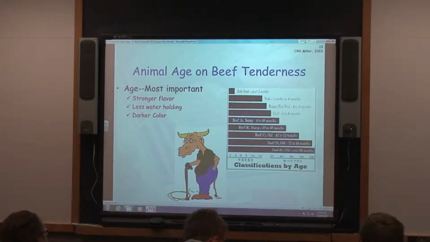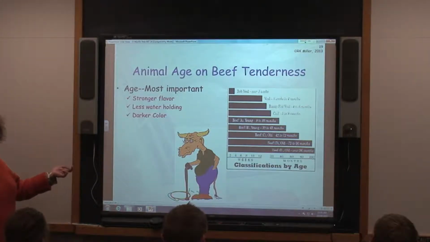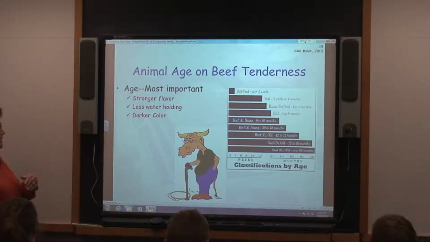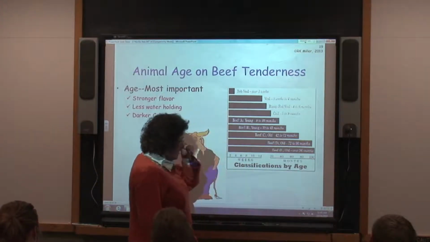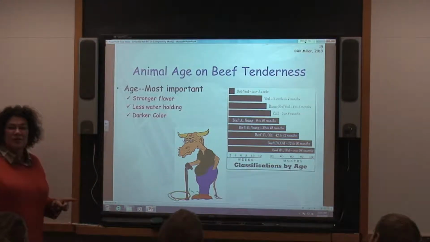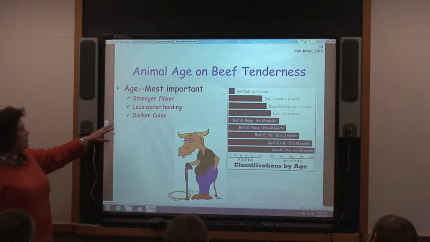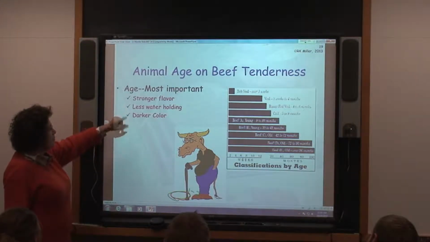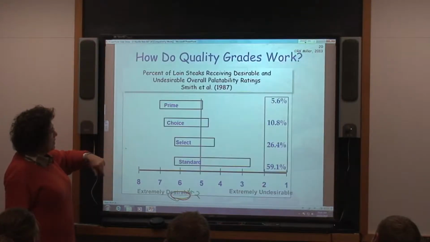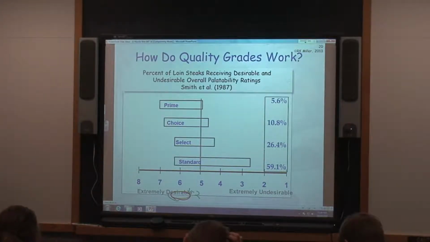Okay, so last factor, animal age and beef tenderness. We know that we have A, B, C, D, and E maturity classes. Saw that in the previous slide. That's the other part of the quality grading system. And as animals get older, and these are the classifications, we know that their collagen solubility decreases, right? And they're going to have darker color, and they're going to have stronger flavor. I don't know about water-holding capacity, I didn't have that. So that's going to be important.